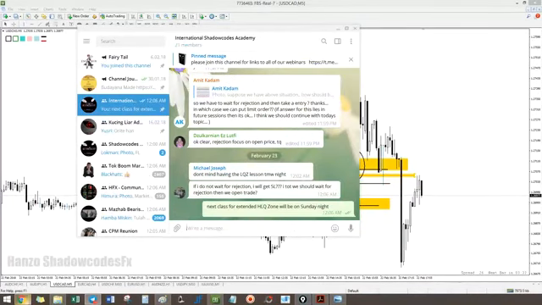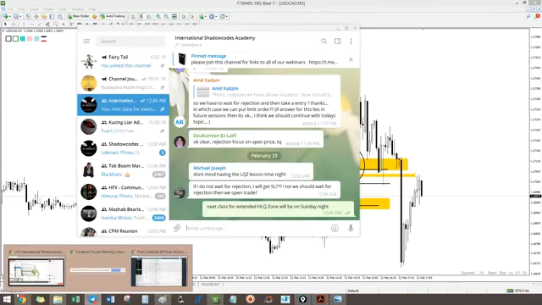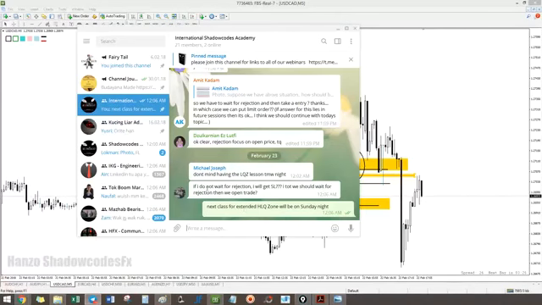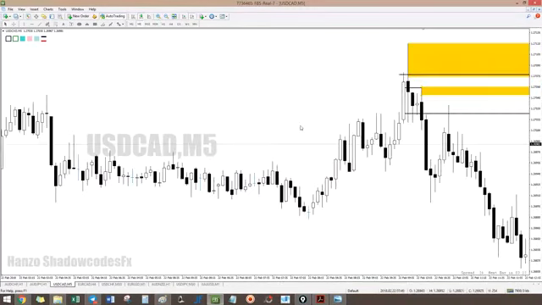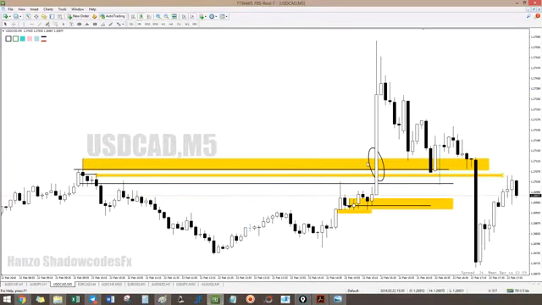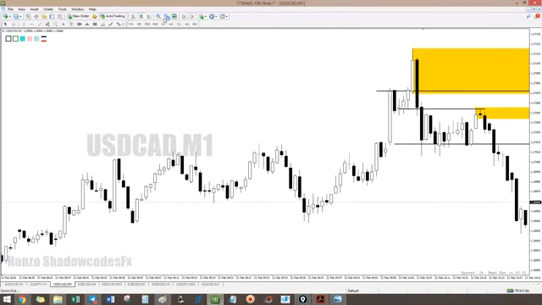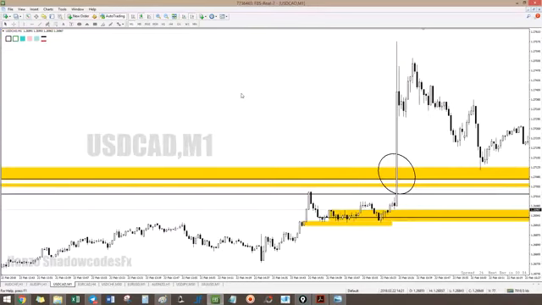If I do not wait for rejection, I will get SL. I thought we should wait for rejection, then we open a trade. Yes, correct. If you do not wait for rejection, you will get SL, stop loss, and we should wait for rejection, then we open a trade. So over here, we do not have any rejection, correct? No rejection means no trade. Even in M1, we do not have any rejection. So no trade for us.